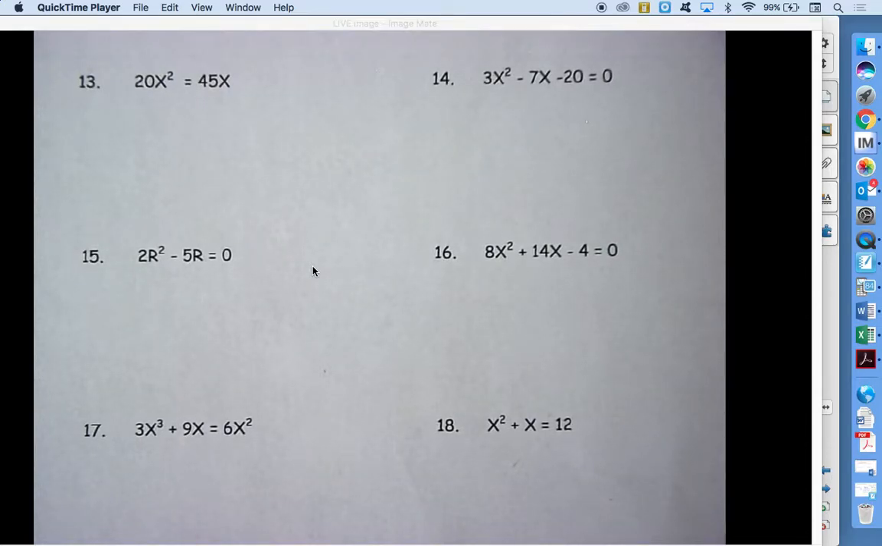And the goal says to solve the equations by factoring. If you can't factor it, you don't have to solve the problem. So you don't have to use the quadratic formula. It just says to solve by factoring. Quadratic formula is not expected. Then it also says to remember to factor out the GCF first.